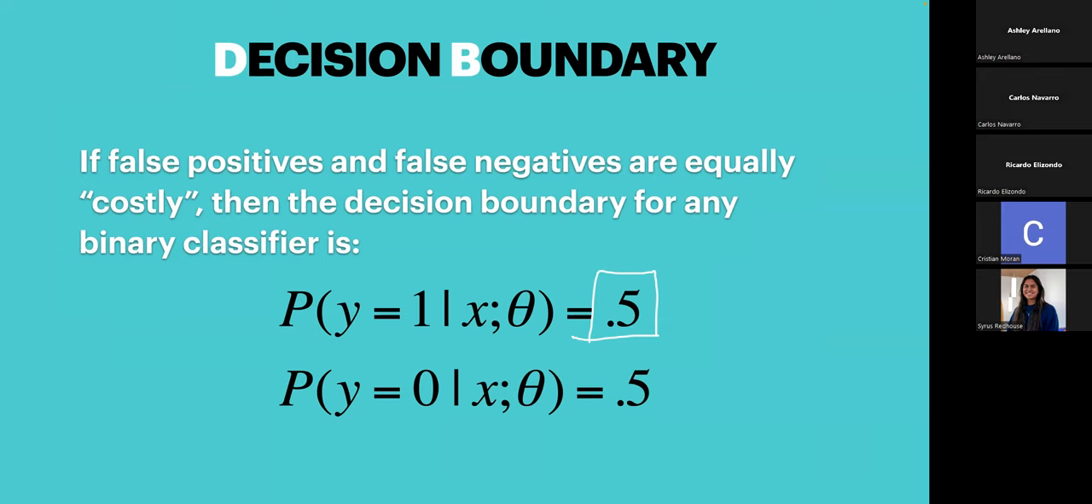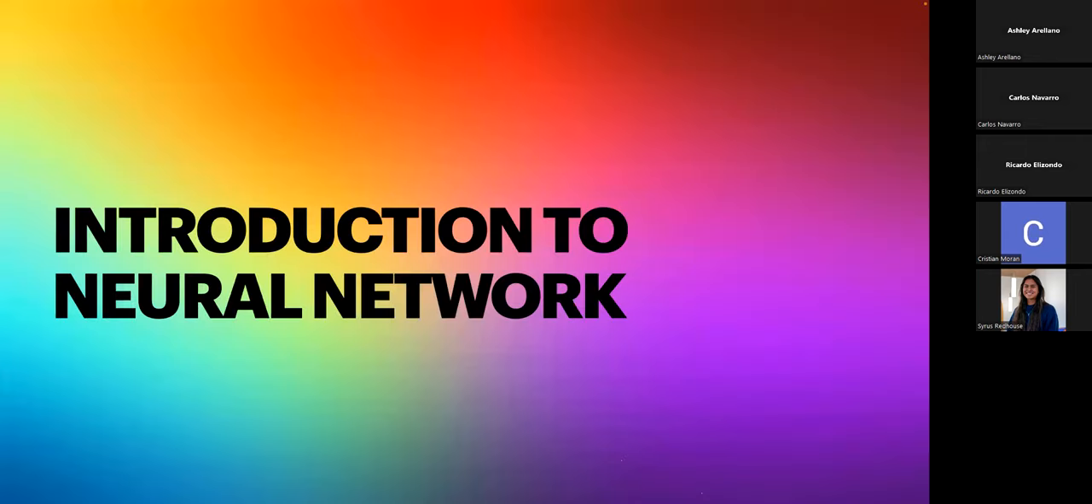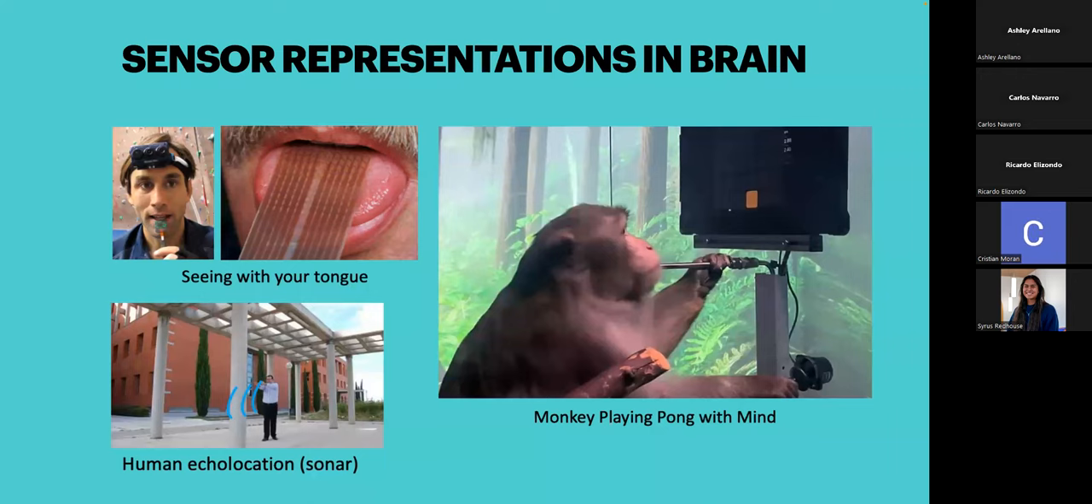Now let's talk more about neural networks. A neural network is just some kind of machine learning model that tries to mimic human nerves. People have been doing this for a long time, 50, 60 years, and there were a variety of researchers on this line. Like the first image shows, some people developed a sensor that we could put on our tongue, and through our tongue, we could see.